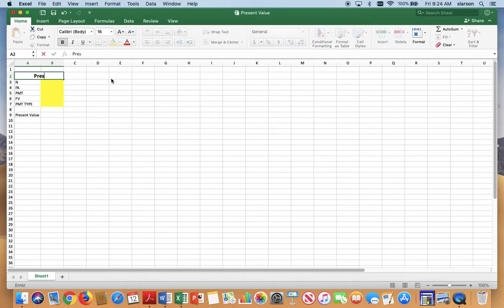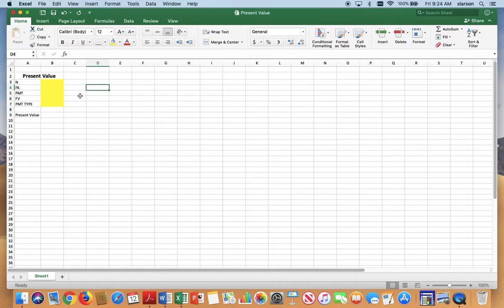Present value. I put that in bold type and I changed the font up here, you'll see, to 16 and it's bold. And I used merge and center when I did this. I highlighted cells A and B and pressed merge and center.